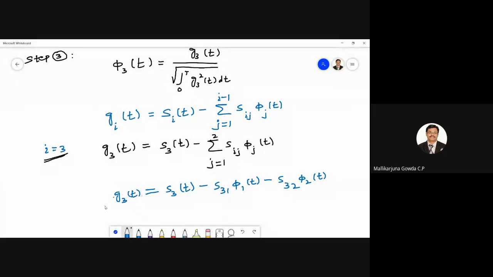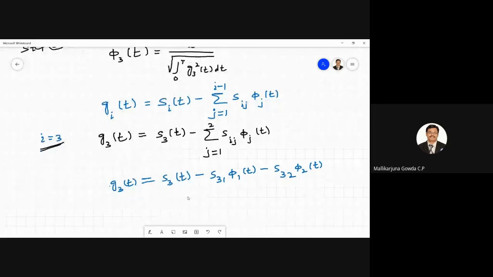Now what we need to do is find out S31, then S31 into phi 1 of t. Similarly, S32, then S32 into phi 2 of t. Then I can subtract from S3 of t to get G3 of t, right? I'm scrolling up. Hope people might have noted this.